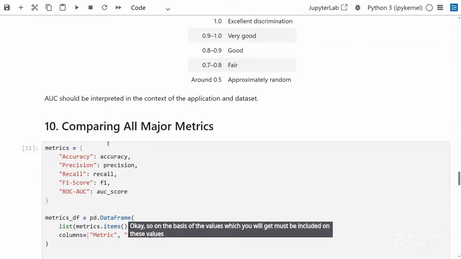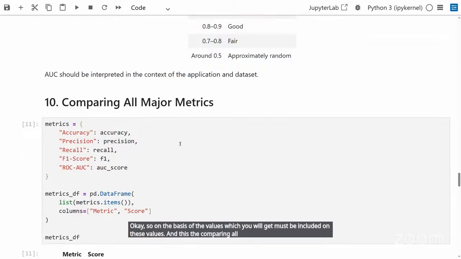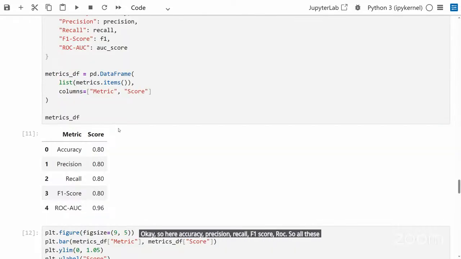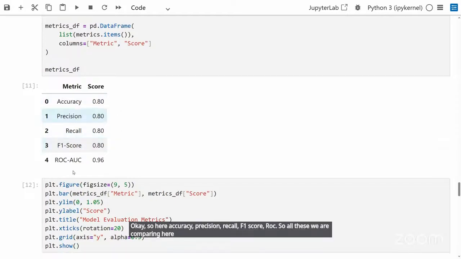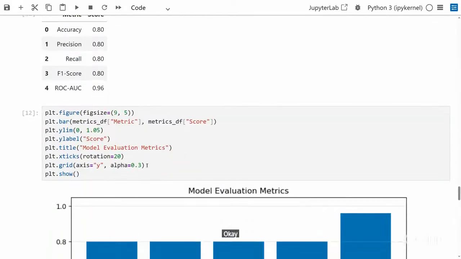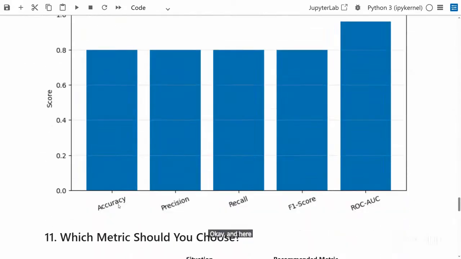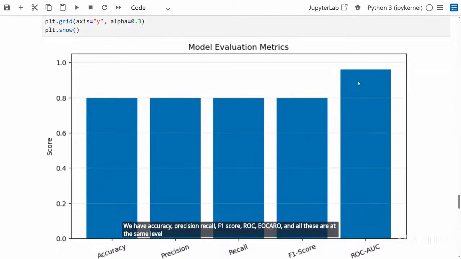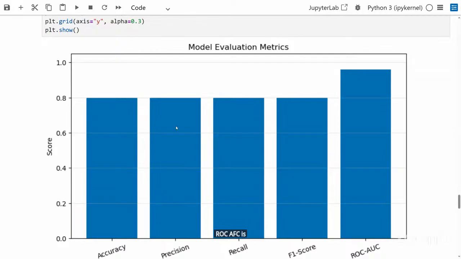And this is comparing all major metrics. Here we have accuracy, precision, recall, F1 score, ROC, AUC. So all these we are comparing here. And this is the metric. All of these are at the same level. ROC AUC is at this place. All these we have at 80%, and this is about 95%.